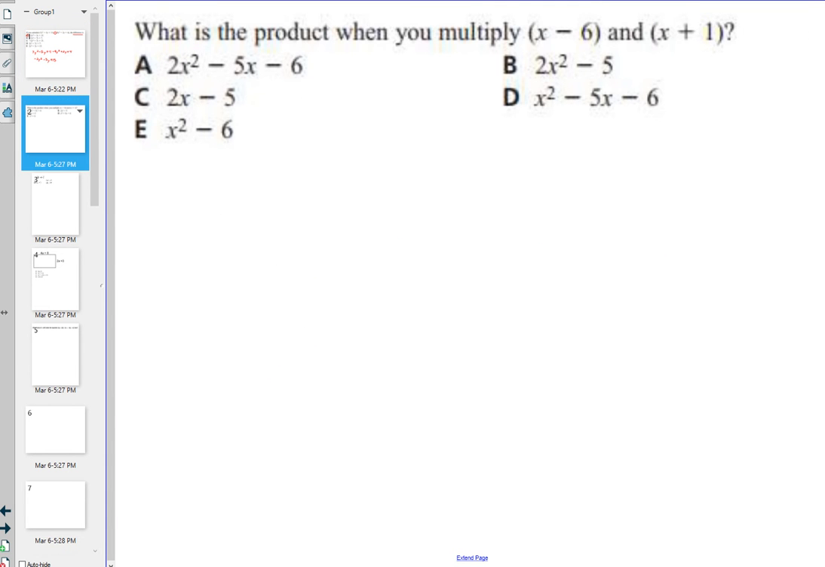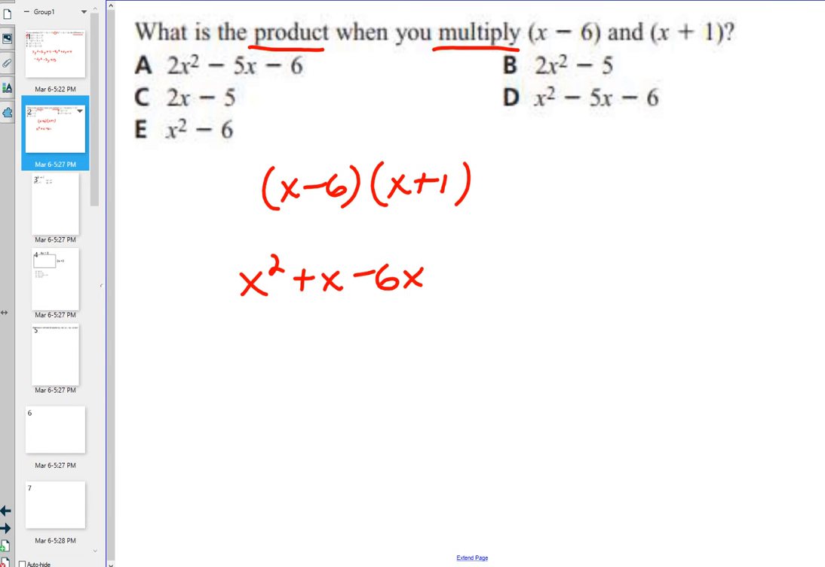Okay, now there's a product. What does product mean? Yeah, and if you didn't know that, luckily it tells you that as well. So all I gotta do is, how do you multiply two binomials? What's the process called? FOIL, yeah. So x squared plus x minus 6x minus, you know what?